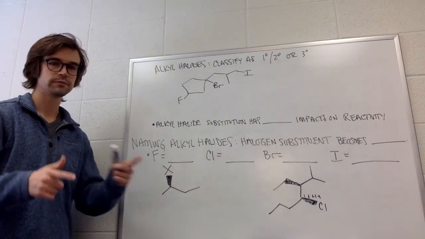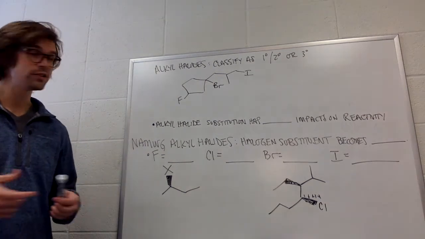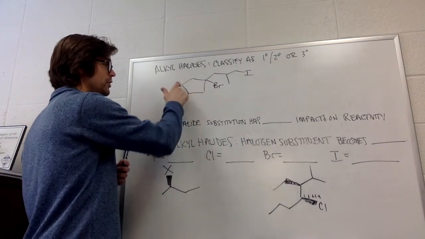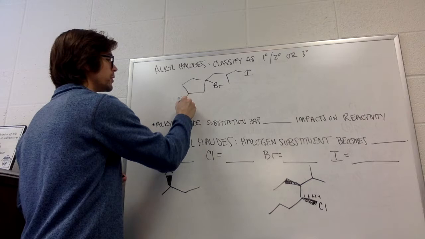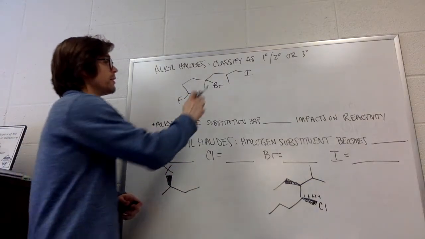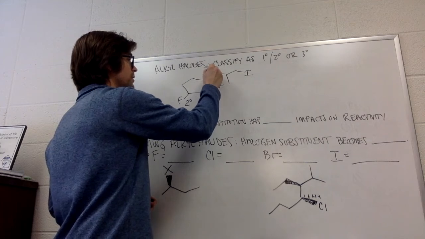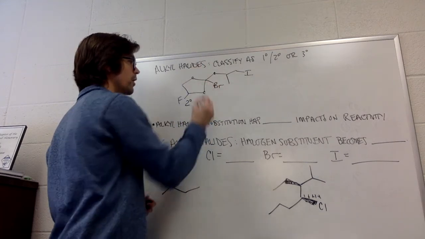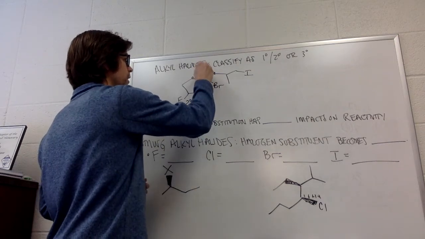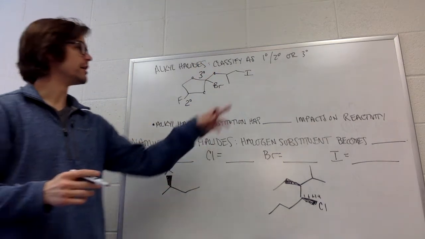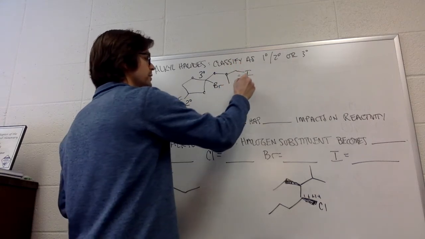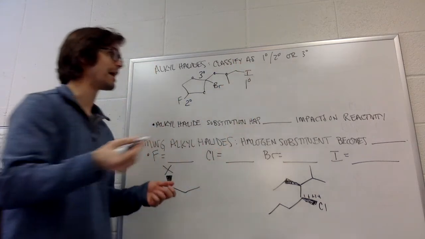video. All right, you guys did such a good job. This fluorine is on a carbon that's attached to 2 carbons, so we would call this a secondary alkyl fluoride. This bromine is on a carbon that's attached to 1, 2, 3 carbons. 3 carbons, that's tertiary. This is a tertiary alkyl bromide. This iodine is on a carbon that's only attached to 1 carbon, so this is a primary alkyl iodide.